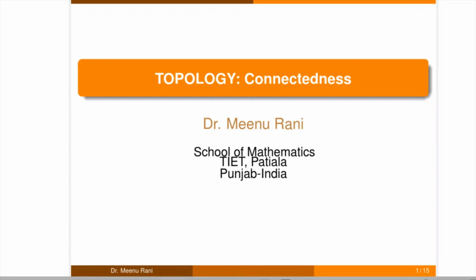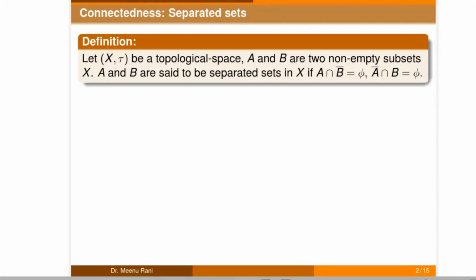Hello students, this lecture is about to discuss the connectedness in topological spaces. So for this, first we have a definition of separated sets. Let X be a topological space and we take two non-empty subsets of X. These are A and B, and these subsets are separated sets in X if A intersection B closure and A closure intersection B both are empty.